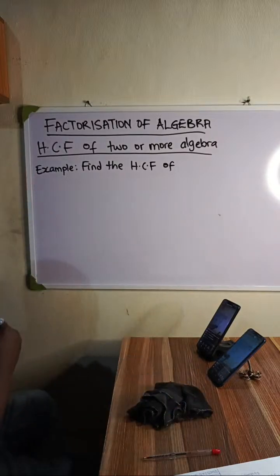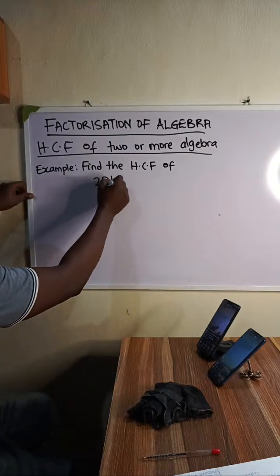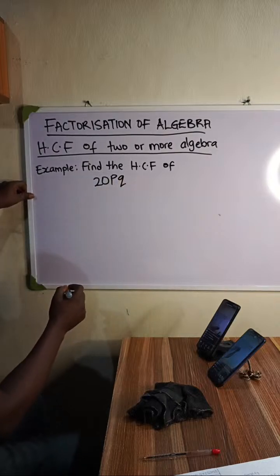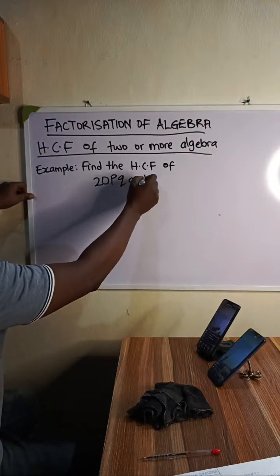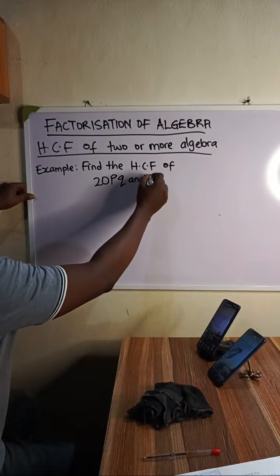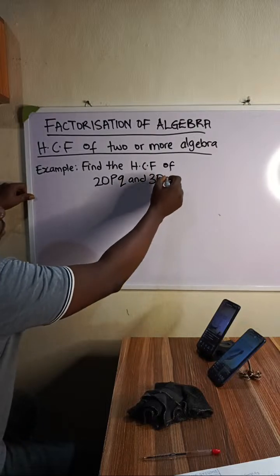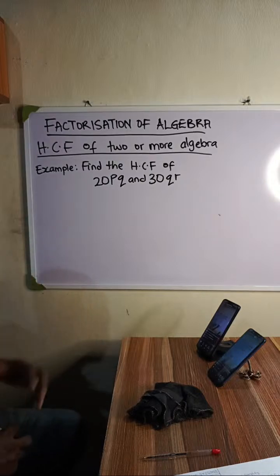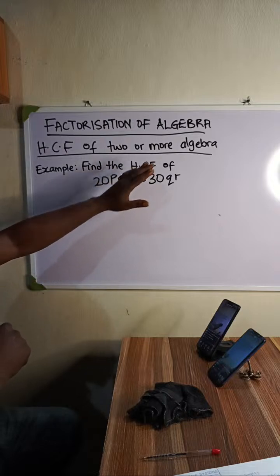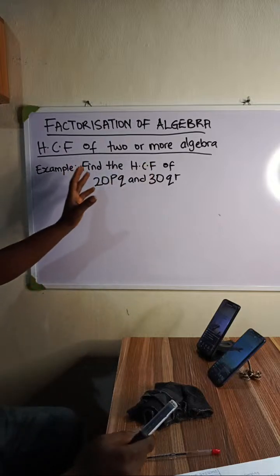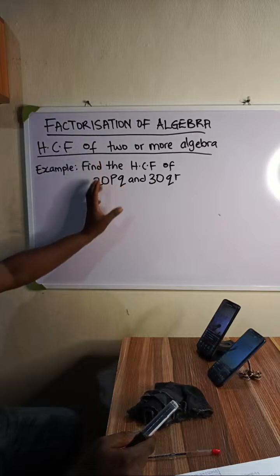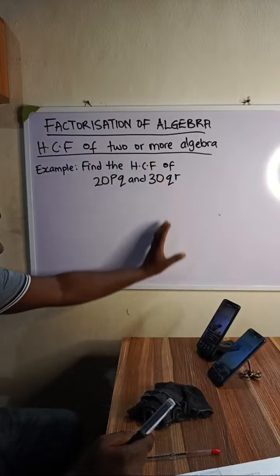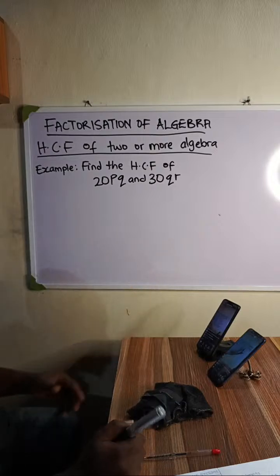Let's look at 20PQ and 30QR. Let's see how to find the HCF of these two. Just as we did in the first example, we break this down first, break this down also, and look for what is common.